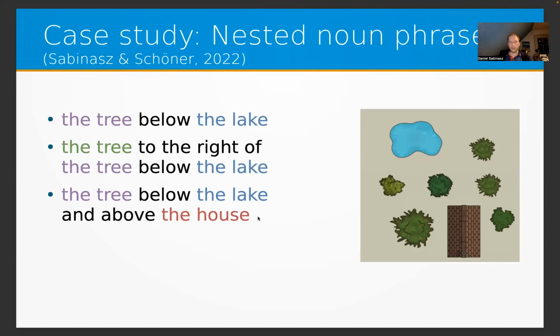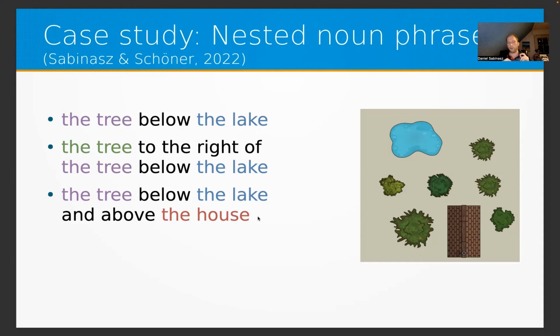And in addressing this challenge, we have zoomed in on a particular subset of language that is called the class of so-called nested noun phrases. So generally, a noun phrase is a phrase that describes an object. So a simple example would be the tree or the lake or the red object. And the noun phrase can contain a so-called prepositional phrase as a part.